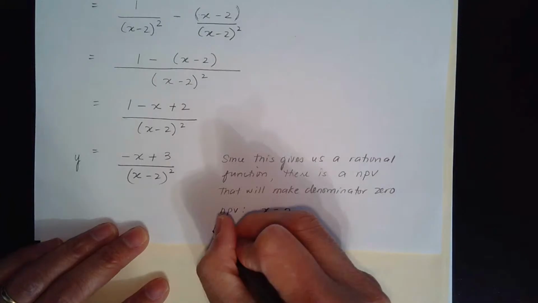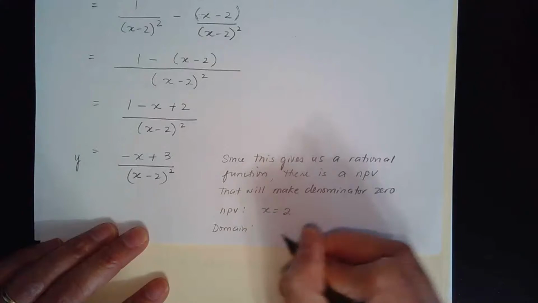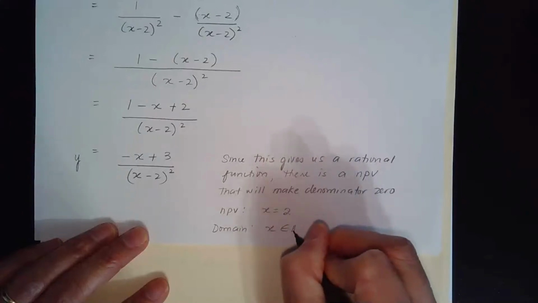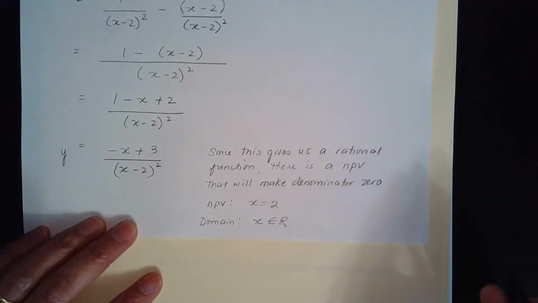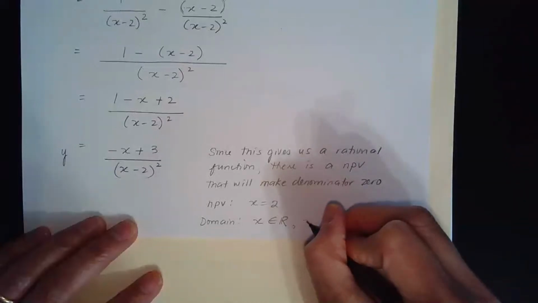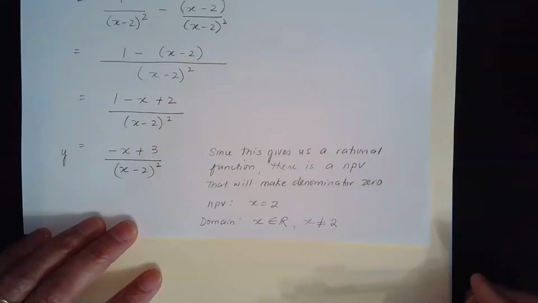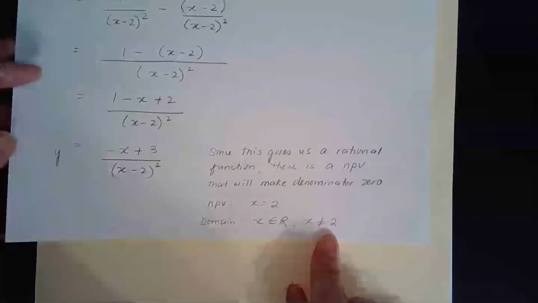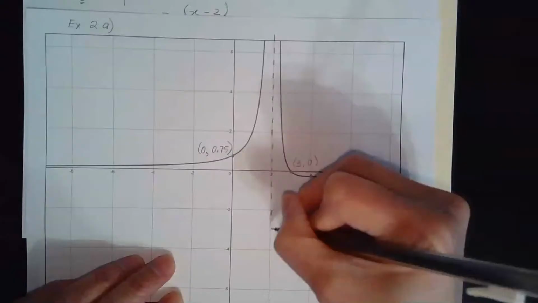So what's the domain? Therefore, the domain is x an element of the real numbers. We can pick any values for x with an exception: x cannot equal positive 2. For the sake of time, I'm going to show you the printed version.